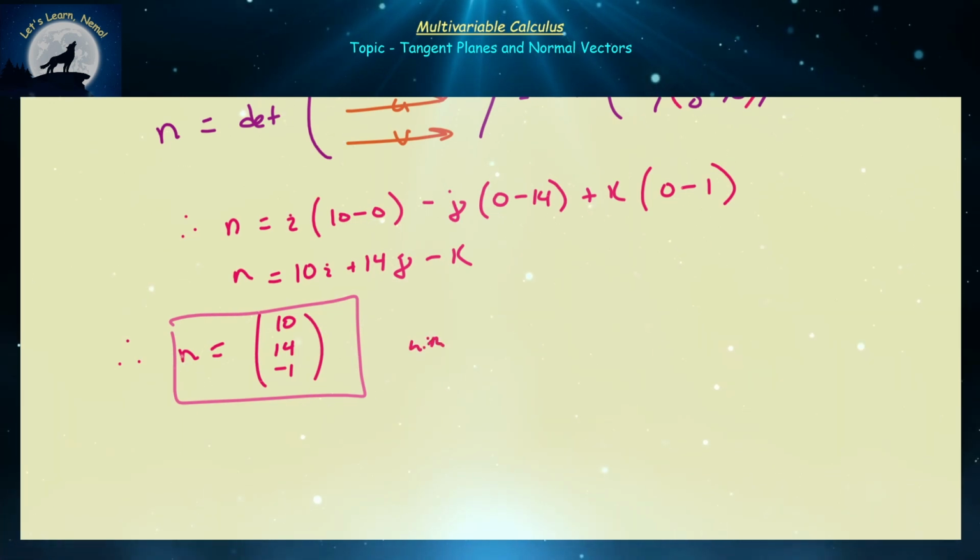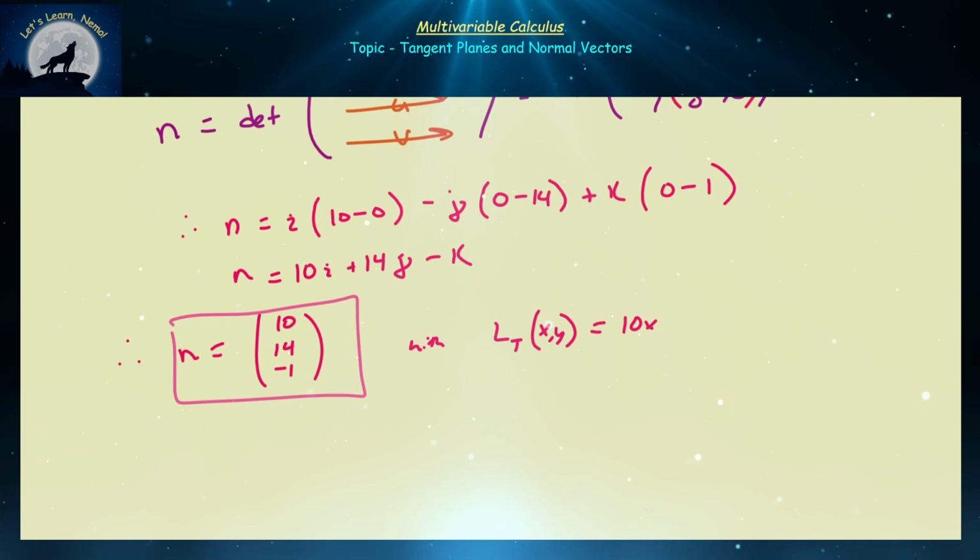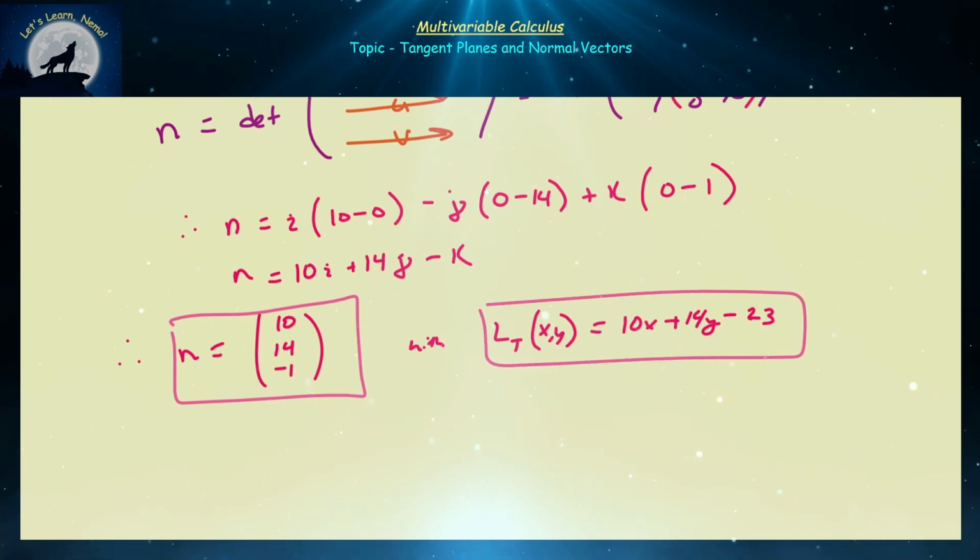And keep in mind that our tangent plane, L(x), was equal to 10x plus 14y minus 23. And also keep in mind the reference point for which this is approximated. Our reference point for this was 1, 2, 15. And that is how you can find equations of tangent planes and also normal vectors in 3 dimensions.